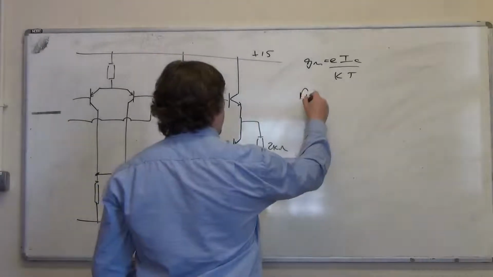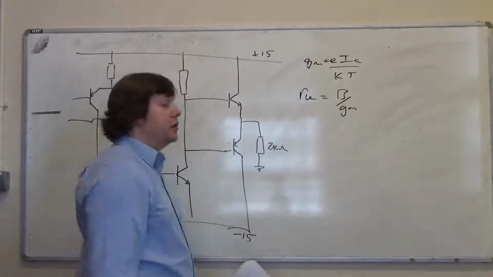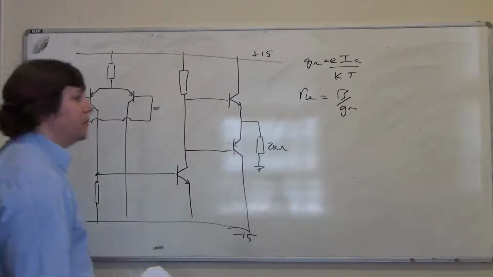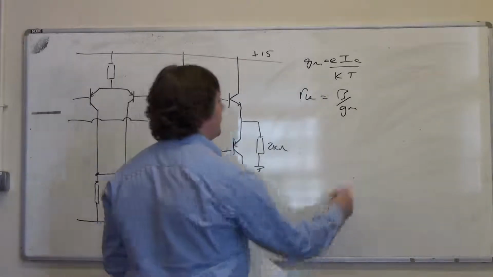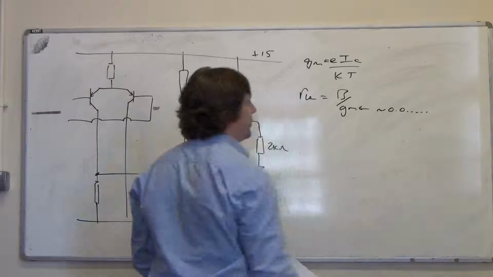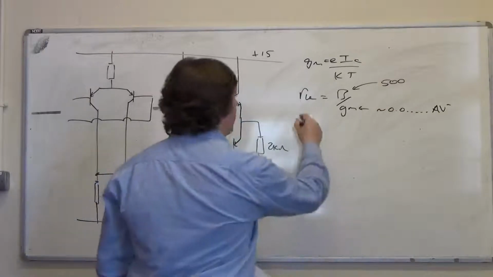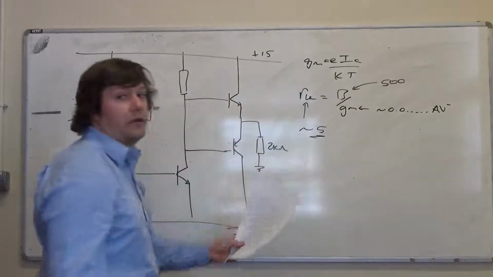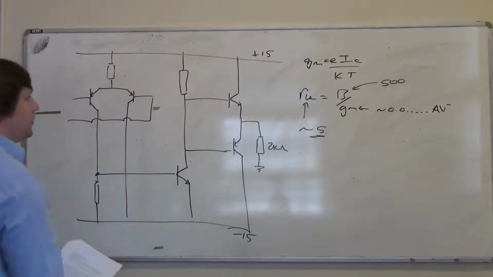But if we remember that RBE is beta upon GM, GM isn't changing much and beta's getting much bigger. That's going to adjust our value of RBE quite a lot. And because GM is almost always less than 1, especially in this sort of circuitry, this is going to be in the order of 0.0 something amps per volt. And if we make this 500 instead of 100, RBEs are going up by a factor of about 5, because it's 500 from 100 from our earlier arrangement where we said beta was about 100. So will this make very much difference?